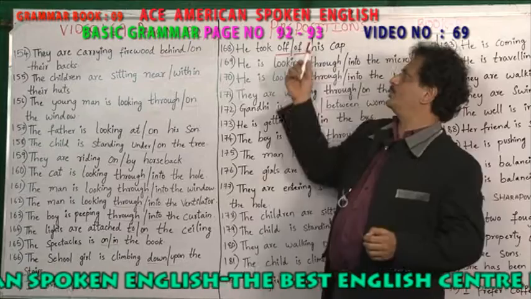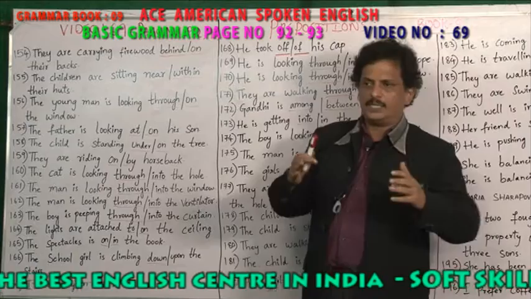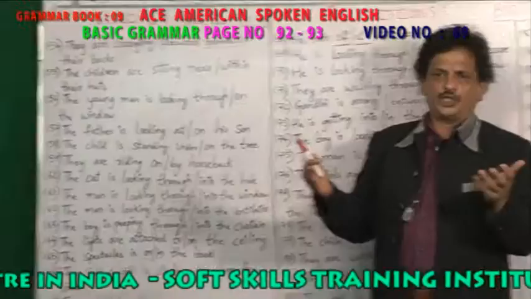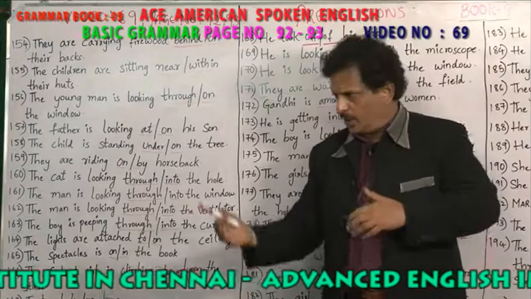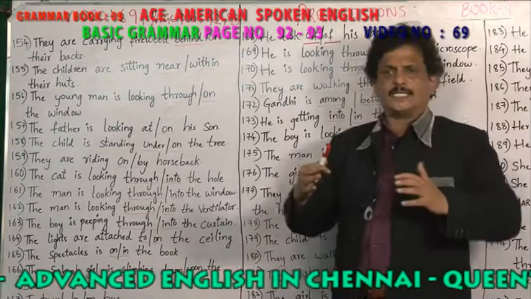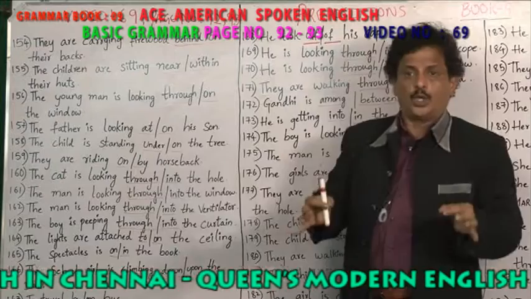What are prepositions? At, in, on, from, what else? Under, below, all are prepositions. Prepositions are used to connect one noun to another noun, or to a pronoun. Prepositions are used with verbs. Prepositions are used with adjectives. A preposition is the main functional word which gives the meaning in a sentence.